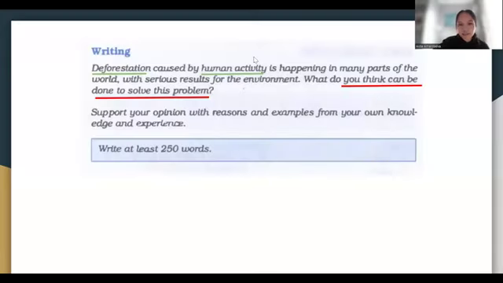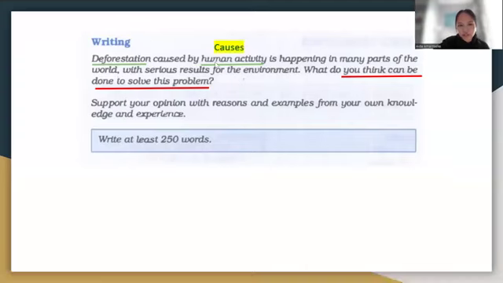Okay, so basically, as you can see here, we have the problem. It says deforestation is caused by human activity. So this is the reason why we have this problem. And then it asks, what do you think can be done to solve this problem? So they want us to provide solutions. So yeah, it's a problem and solution essay. And here we're already given the problem, so we should write some causes. So what human activity causes deforestation, and what solutions can we implement to solve it?